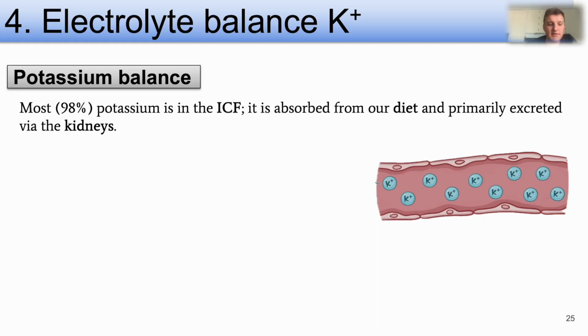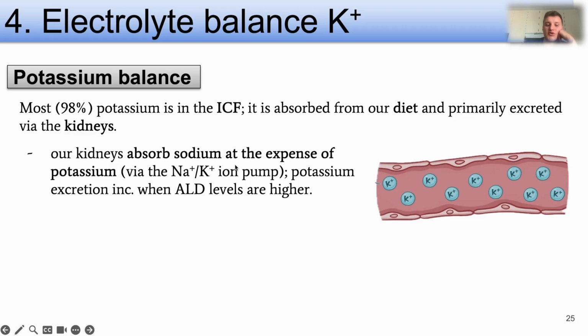That was sodium. Let's now look at potassium. So potassium balance, right? Most, 98% of the potassium is in the cells. So here it's not very representative. Potassium is usually inside of the cells, right? In the ICF. And it's absorbed from our diet and primarily excreted by the kidneys. Our kidneys will absorb sodium at the expense of potassium, actually, through the sodium-potassium pump. You'll remember the sodium-potassium pump, it'll pump 3 sodiums for every 2 potassium, right? So potassium excretion increases when aldosterone levels are much higher.